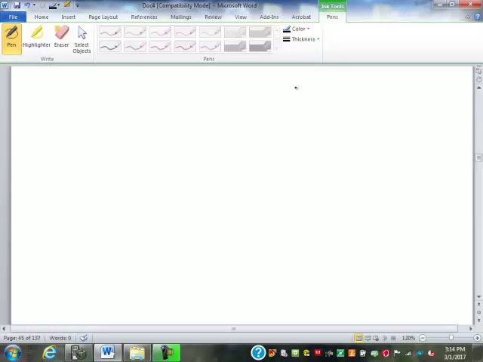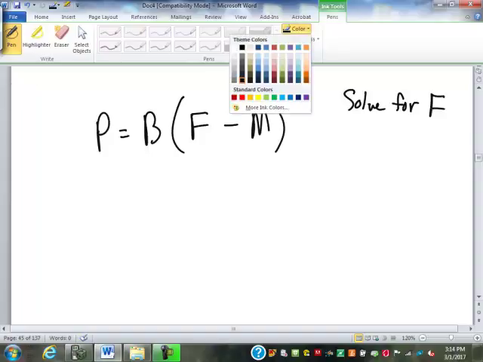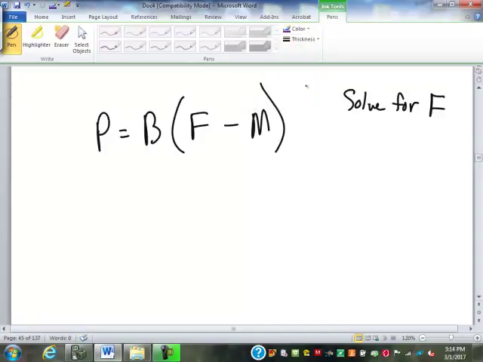Let's look at one like this. So in this one, let's solve for f. Looking at this, we see parentheses. And whenever we see parentheses, it should tell us we have to do something there first. So we look at the parentheses here. Is there anything we can do inside that parentheses? Can we combine f minus m? No, we cannot. So we're going to have to multiply by the b.